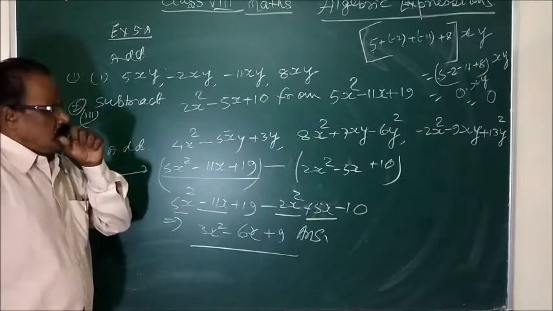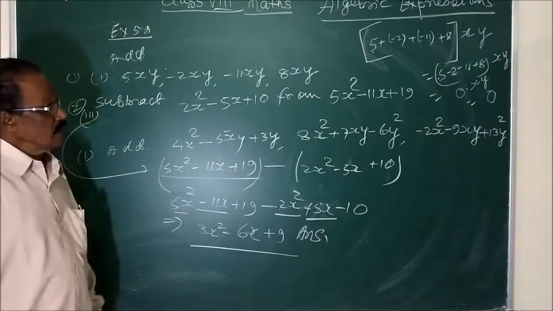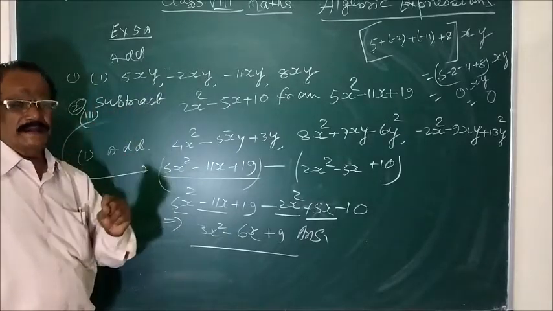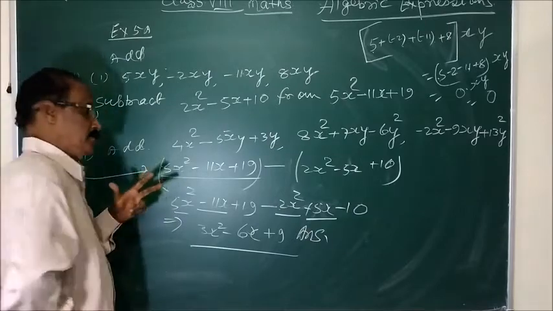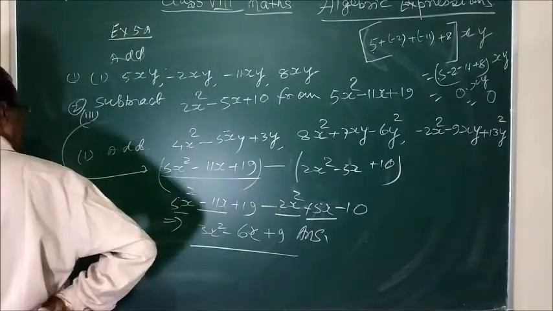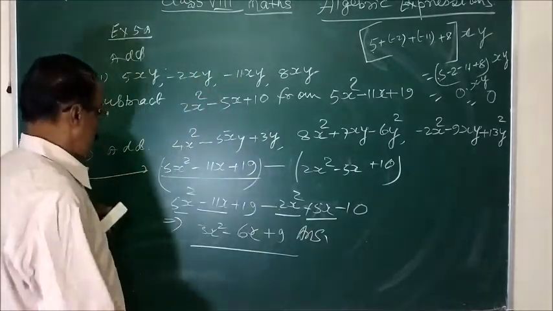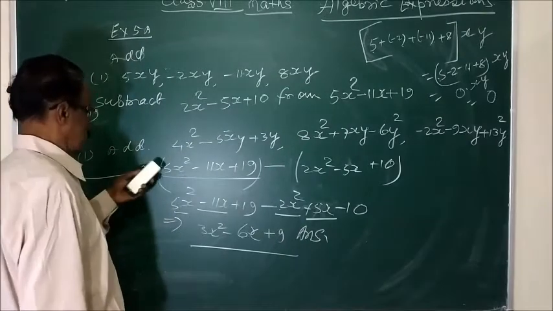Now you see one more method, that is the column method. How can you find the difference? Also, this can be used in the case of addition. You will see it in this question.